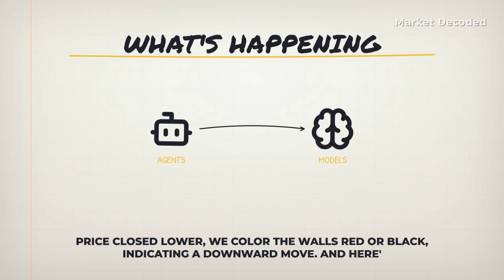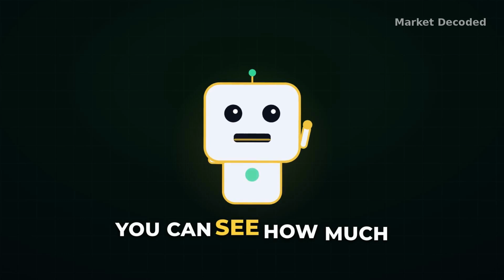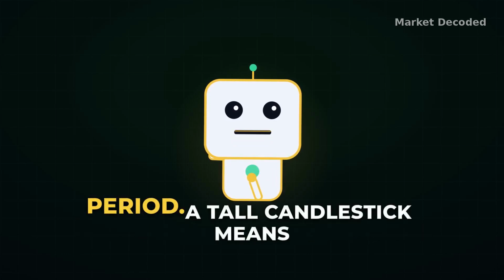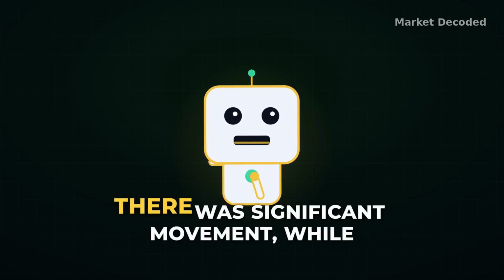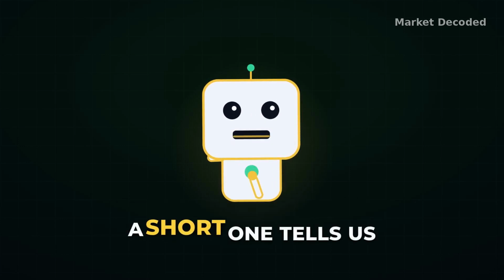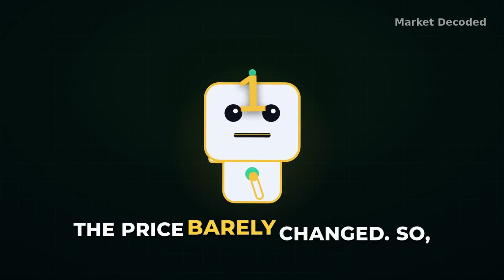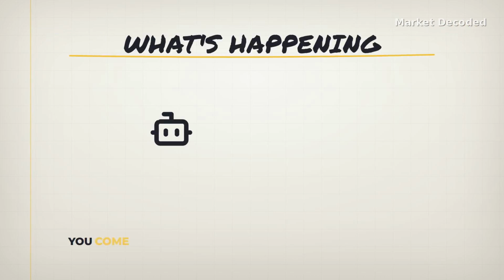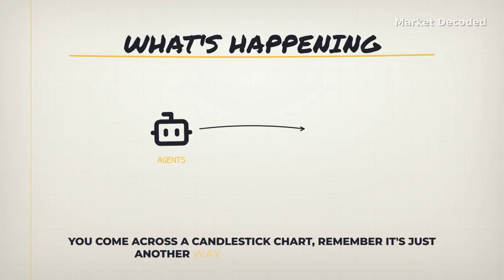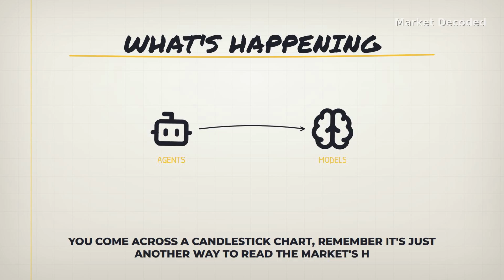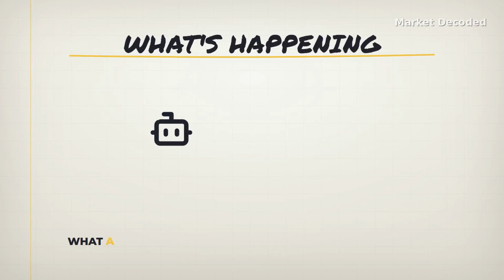And here's the surprising part. By looking at how long the body of these houses are, you can see how much the stock moved during that period. A tall candlestick means there was significant movement, while a short one tells us the price barely changed. So, next time you come across a candlestick chart, remember it's just another way to read the market's heartbeat. Quick and easily understandable.